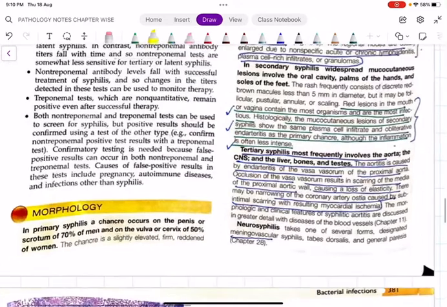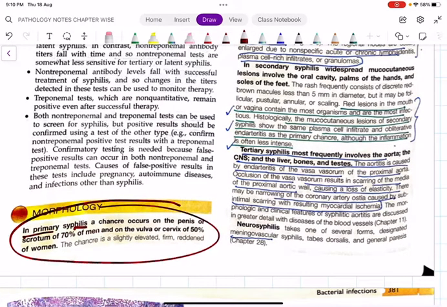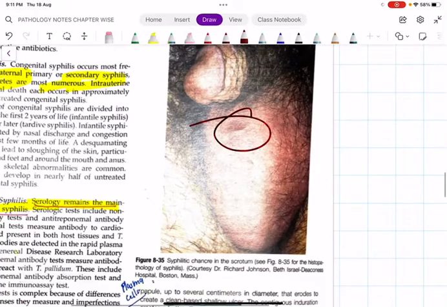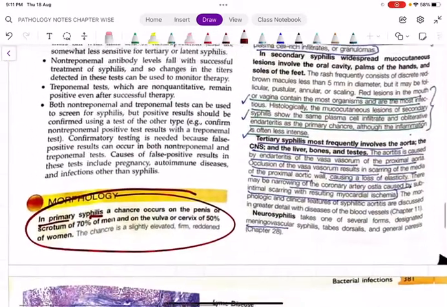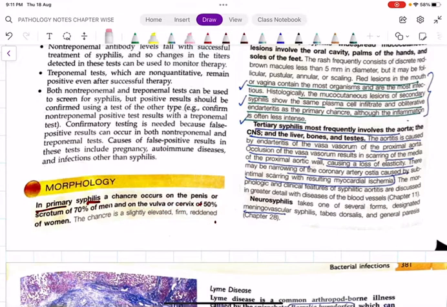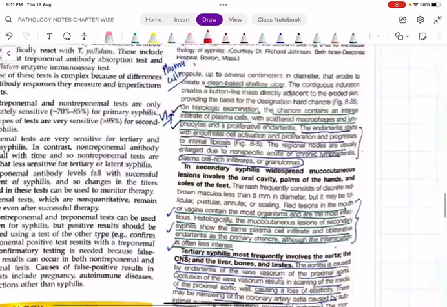I told you that in primary syphilis, we have a chancre on the penis or scrotum. Remember, the scrotum is also very common. See, this is a picture. You can see a chancre. This is a hard chancre with a well indurated margin. Remember, it is painless, as well as in the vulva or the cervix in case of women, and it is slightly elevated. Children, it is very important that you know how to describe this chancre. Remember it is slightly elevated, firm, reddened.